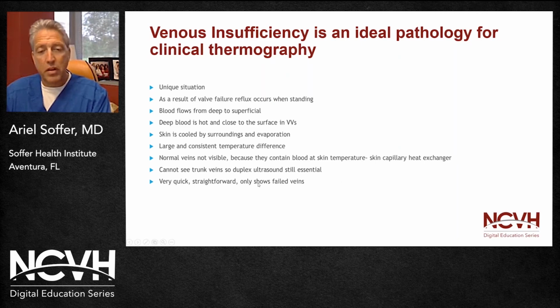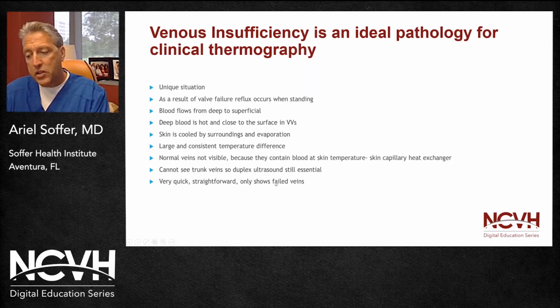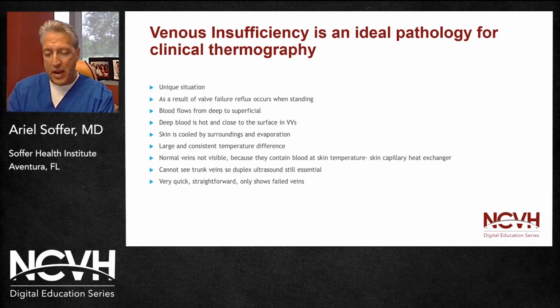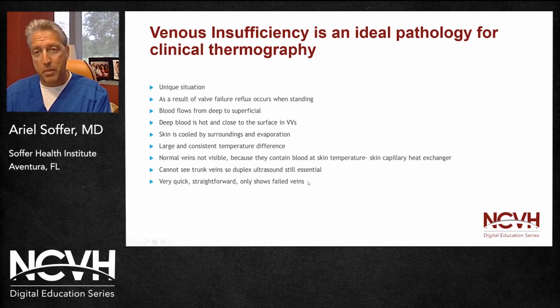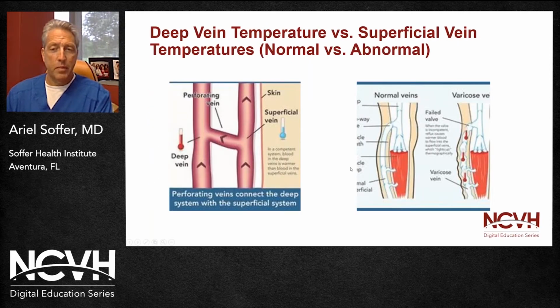It's very quick, straightforward, and only shows really insufficient veins, different from some of the other vein techniques that are out there to maybe help with IVs and so forth. They don't show the difference between venous insufficiency and not. That's a pure function of temperature, and only by checking in the thermal ranges will we be able to see such insufficient veins. Here's a sort of cartoon adaptation of what I'm saying.